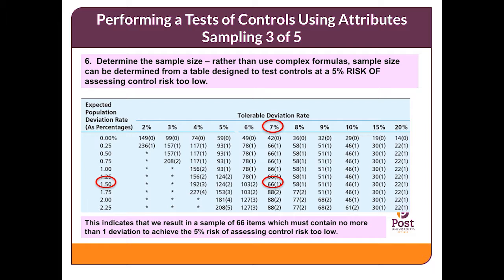Since we had 0 deviations, we can conclude that there is a 5% risk that the population deviation rate is greater than 7%, the tolerable rate. In this case, the auditor's testing supports the auditor's planned assessed level of control risk.